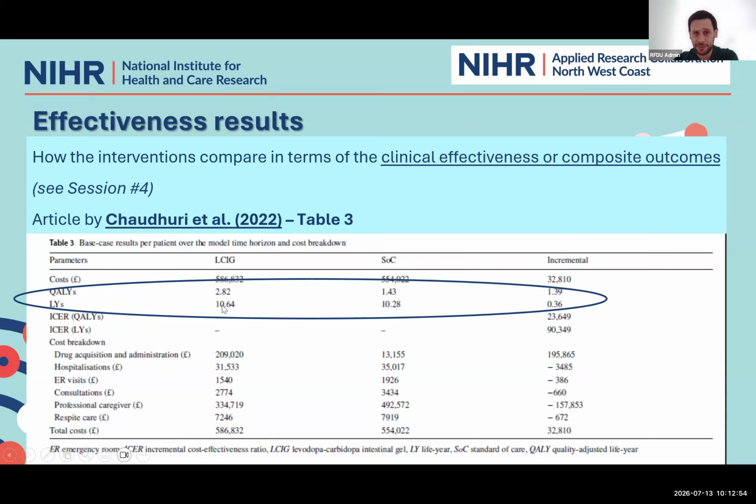Similar results for the life years, where we see a higher number of life years gained in the intervention group compared with the standard of care group. And here the difference is 0.36 life years. So just looking at the effectiveness side, it seems that the intervention performed better than the standard of care. Okay? People seem to have more QALYs and more life years in the intervention group compared with the standard of care group.